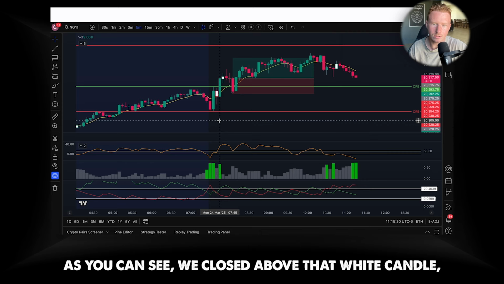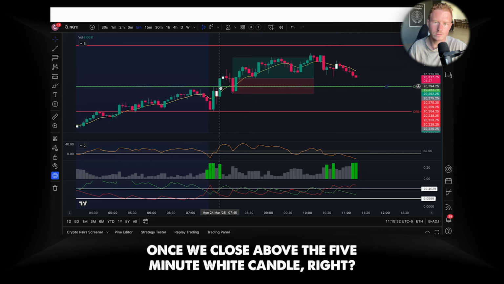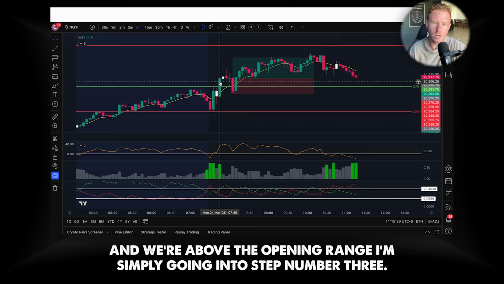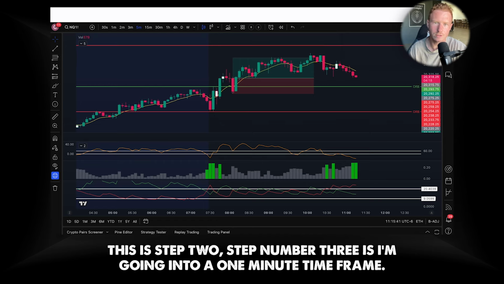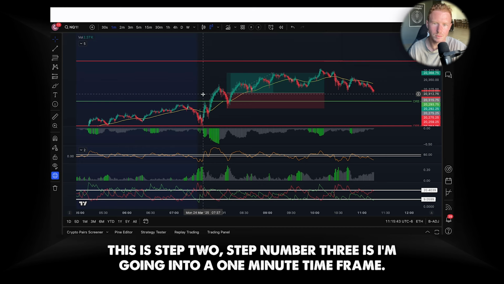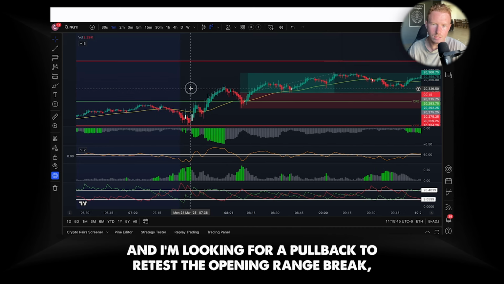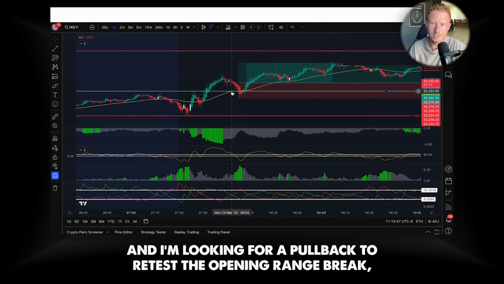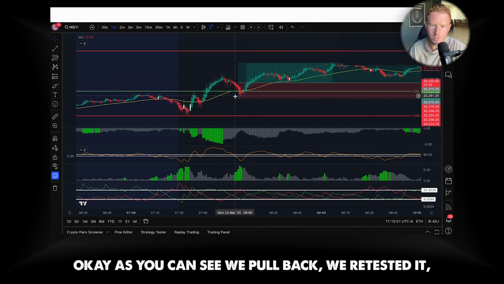As you can see, we closed above that white candle. Once we close above the 5-minute white candle, and we're above the opening range, I'm simply going into step number 3. Step number 3 is I'm going into a 1-minute time frame, and I'm looking for a pullback to retest the opening range break. As you can see, we pulled back, we retested it.